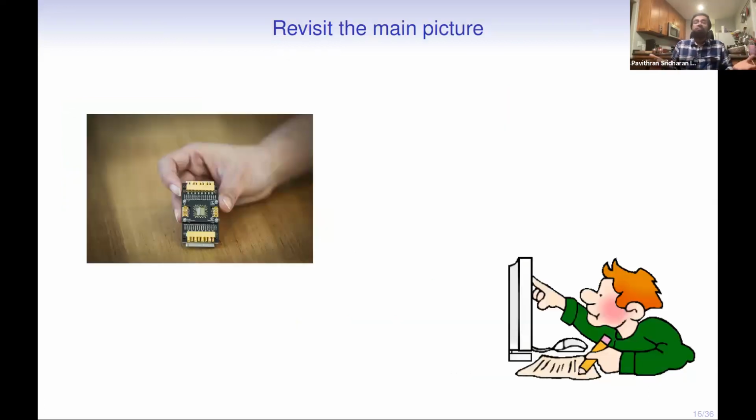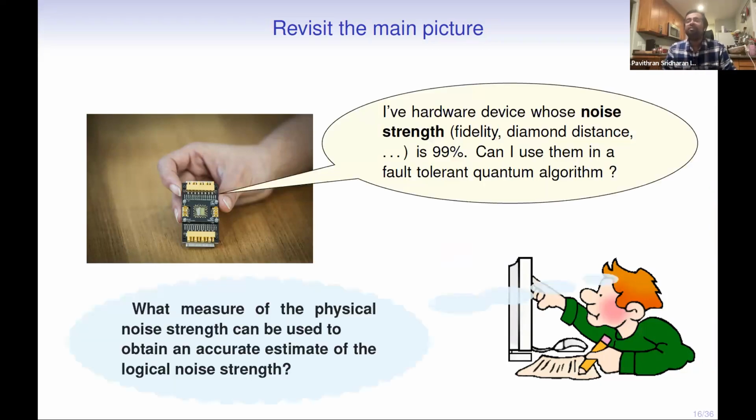Okay, so hopefully I've conveyed what is noise at the physical level and noise at the logical level. Now let's go ahead and compare these two. So abstractly, the question we want to answer is, someone comes and gives me a hardware device and says, I have a hardware device whose noise strength or whose fidelity is 99%, or the diamond distance is, say, the complement of that, let's say 1%.